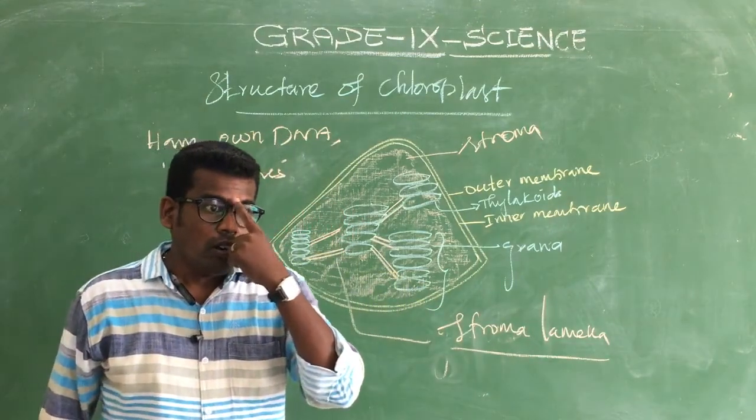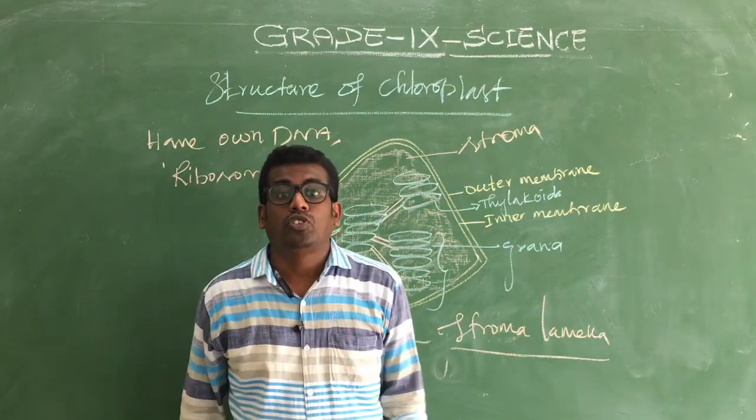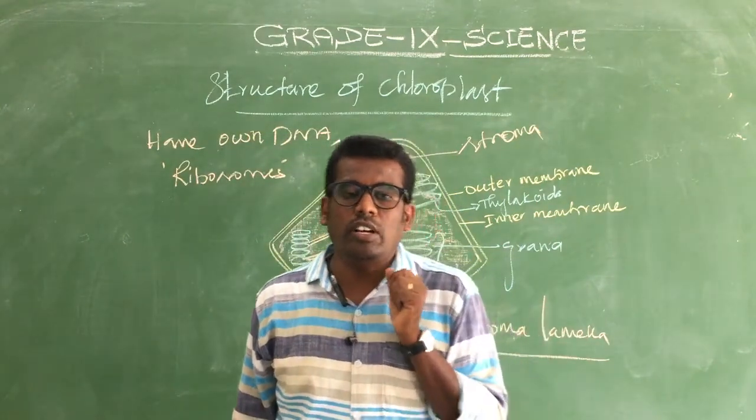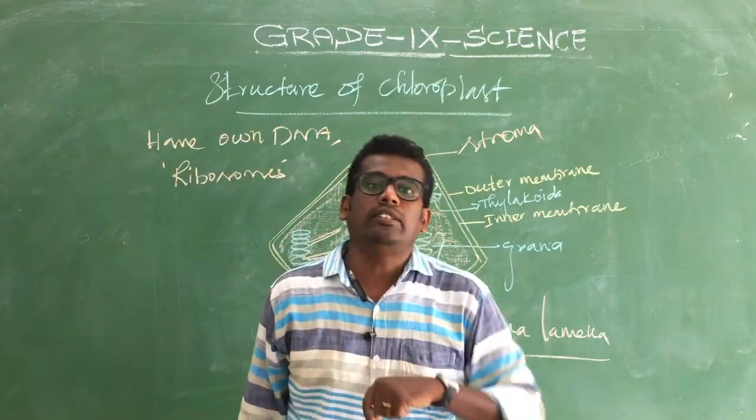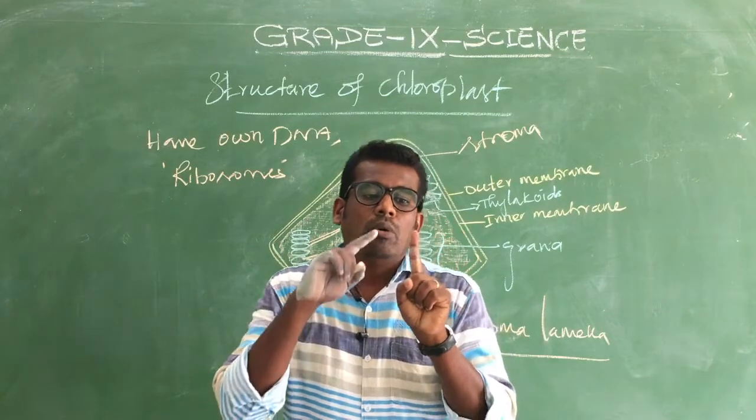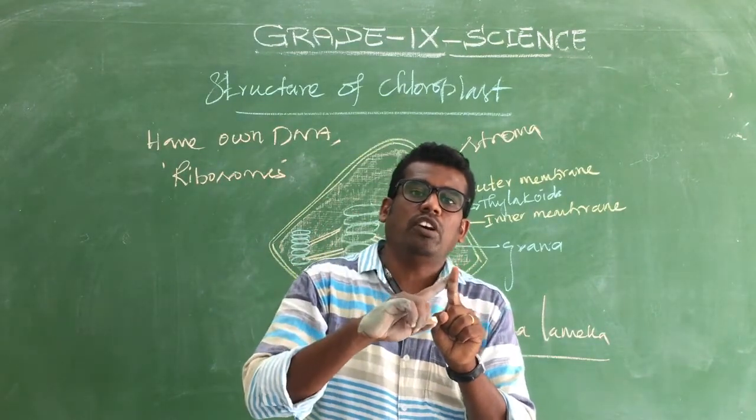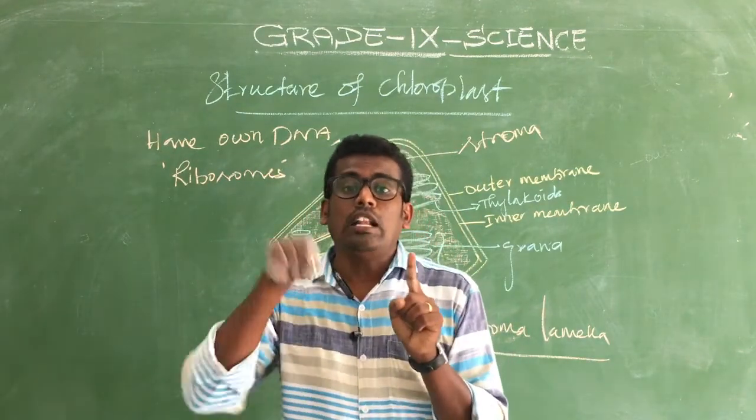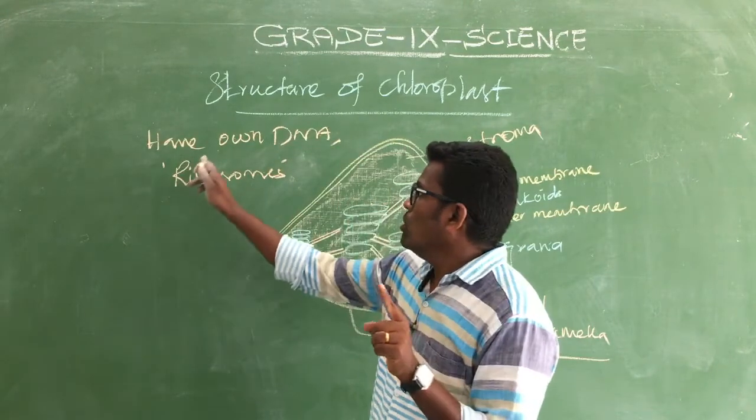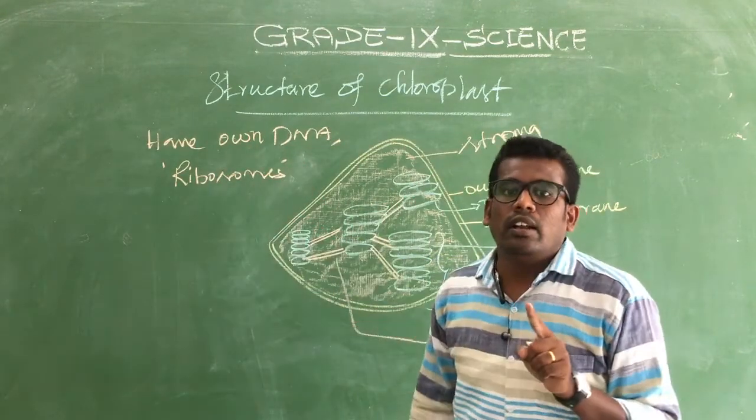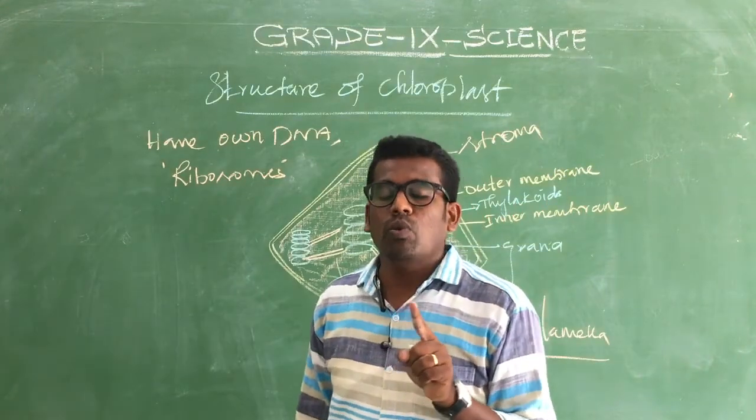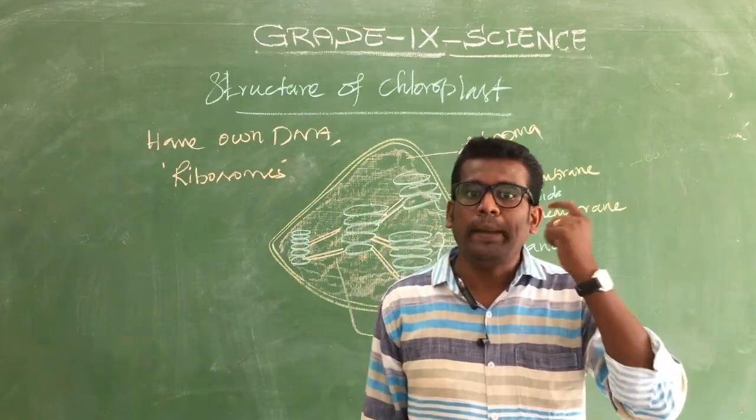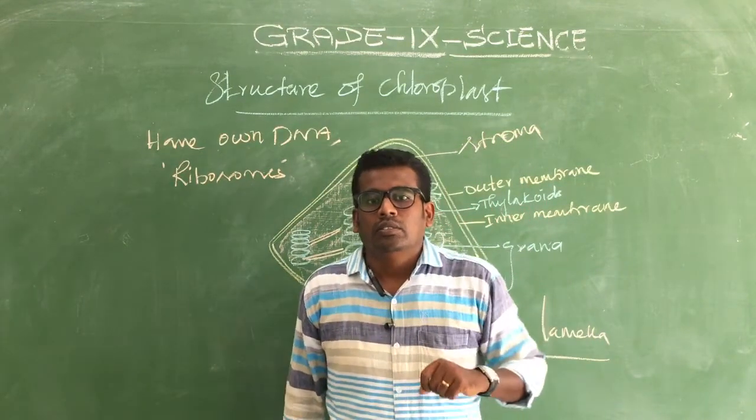So there are two similarities between plastids and mitochondria. First, both mitochondria and plastids are membrane bound cell organelles. Another similarity is that both have their own DNA and ribosomes. These are the similarities between the mitochondria and plastids.